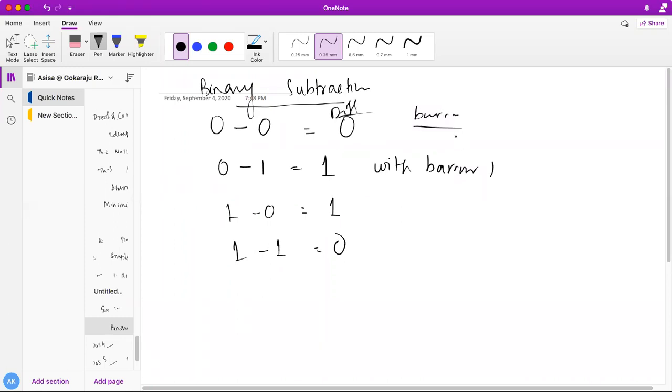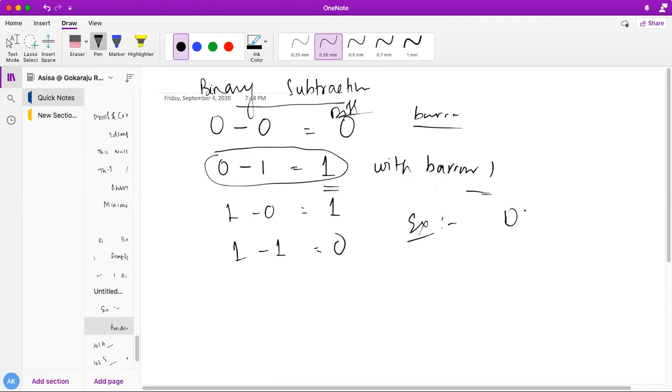Okay, the borrow is 1 only in this case, 0 minus 1. So what we are doing is subtracting a bigger number from a smaller number. 0 minus 1, I'm expecting a borrow over here. Okay, with that, we'll solve one example in a very simple way.